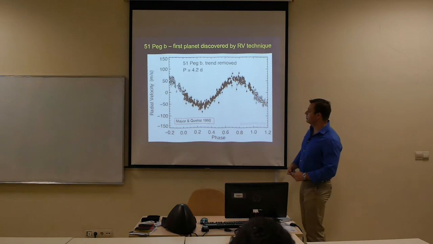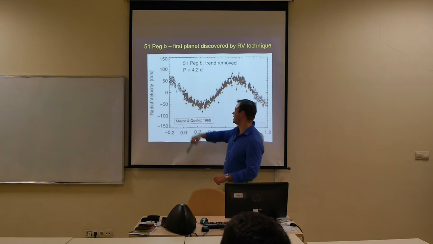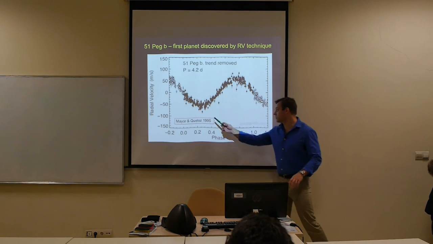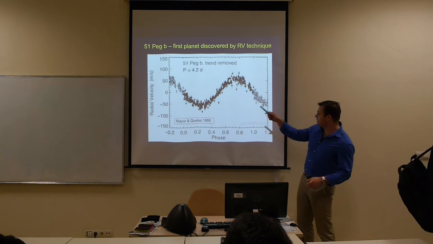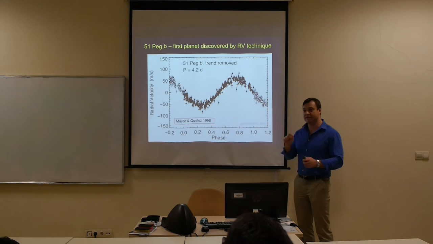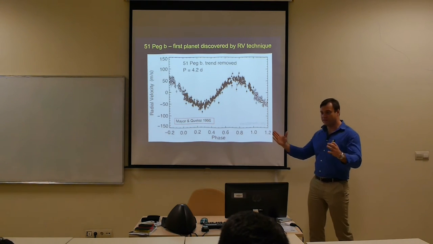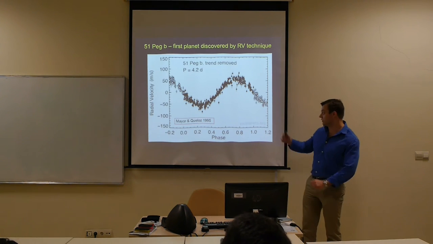You can see that the amplitude of the radial velocity signal in this case is pretty large. It's about 70 or 50 meters per second, and the error bars on the individual measurements are quite small. What's shown here is a radial velocity curve. It's basically sampling the orbit for many, many years, and then folding the data in phase on the same common period of 4.2 days.